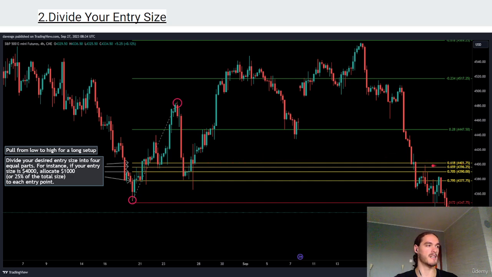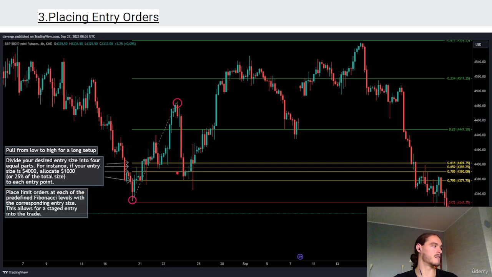In each of these levels, we will set limit orders. So we have 1,000 here, 1,000 on the 659, 1,000 on 605, and 1,000 on the 795. And placing entry orders. Place limit orders at each of the predefined Fibonacci levels with the corresponding entry size. This allows for a staged entry into the trade.